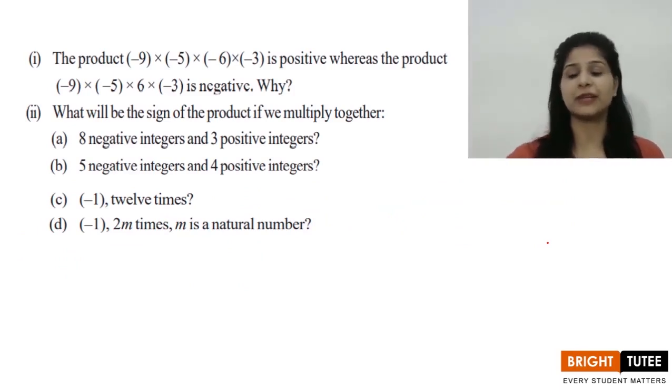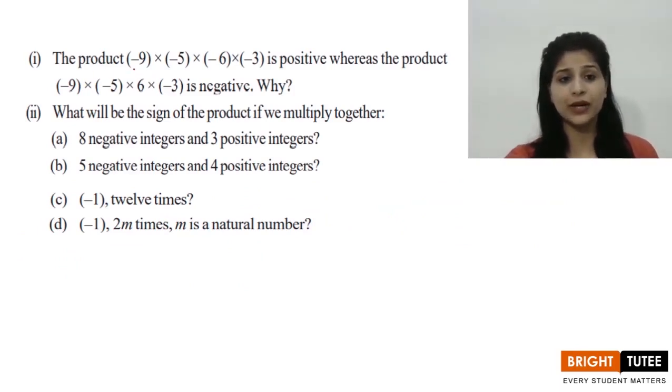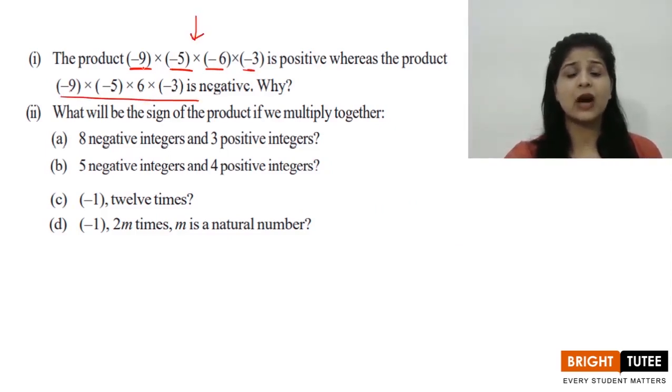Let's figure them out. The product minus 9, minus 5, minus 6 and minus 3 is positive, whereas this product is negative. Why? Because see here, how many negative integers are there? 4. That means an even number of negative integers. That's why it is positive. And here we have 3 negative integers. That means the number of negative integers is odd. We have 3, so it is negative.